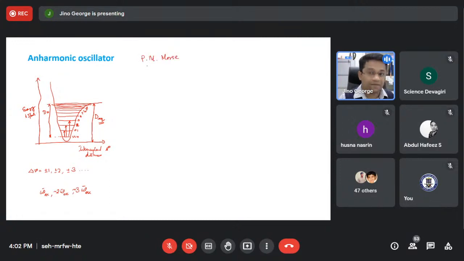A very big scientist, his name is P.M. Morse, gave a beautiful empirical relation called the Morse potential curve. He defined E as D equilibrium into 1 minus exponential of a into r equilibrium minus r, all squared.